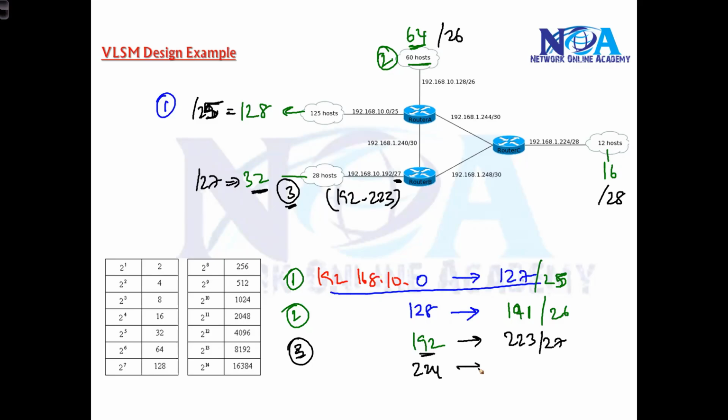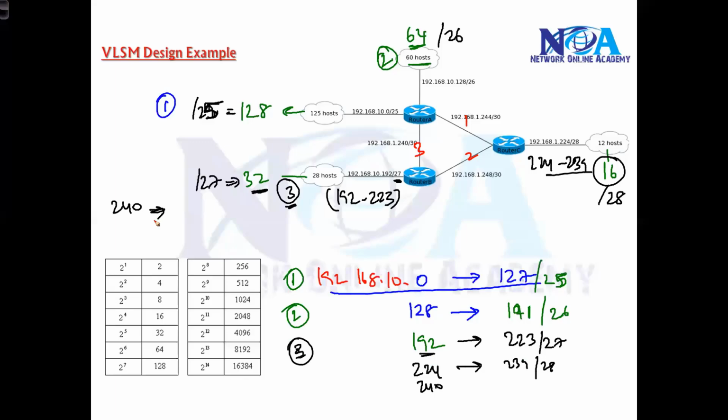And from 224 here, a group of 16, so it's up to 240, meaning 224 to 239. 239 will be allocated up to here. From 240 to 255, we have addresses available. So we'll be using 240 onwards for the WAN links: this is 1, this is 2, this is 3.